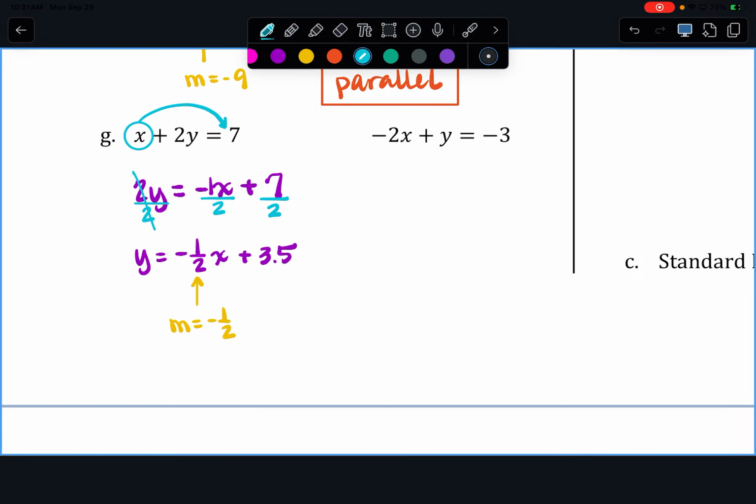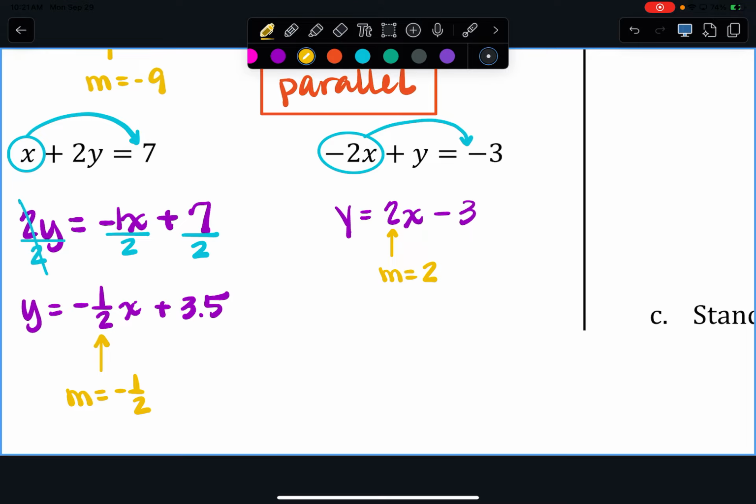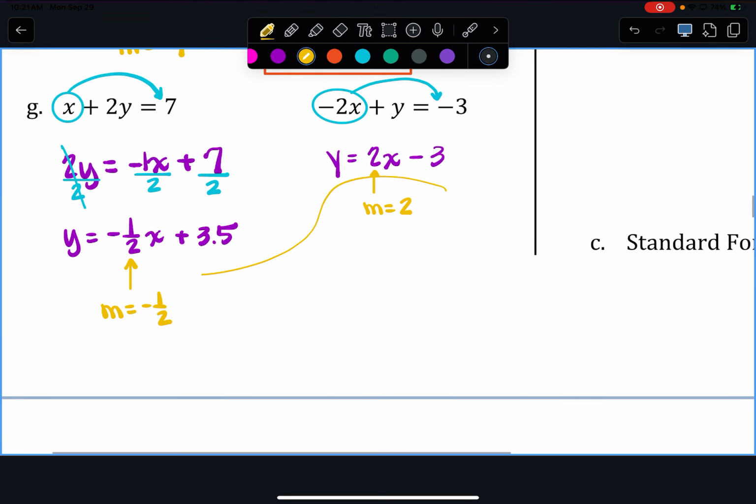And on the other side, same thing. I need to take our x term and we need to take it to the other side. So that is going to give us y equals positive 2x minus 3. And that's all we had to do because there's no multiplier in front of the y. So our slope is positive 2. So now we need to compare positive 2 with negative 1/2. Those are opposite reciprocals, so these lines are perpendicular.